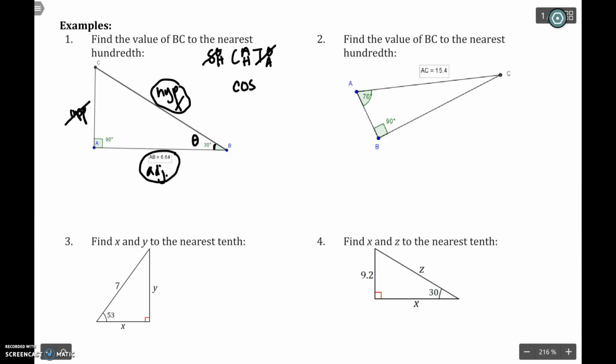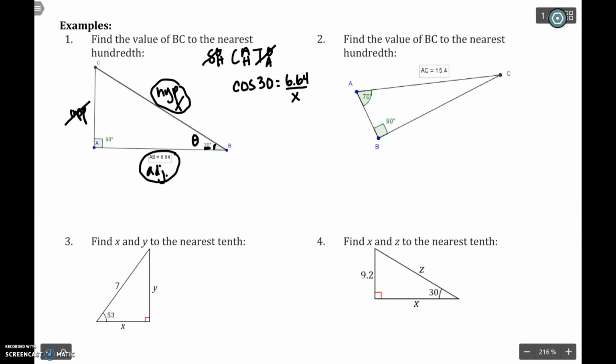So I'm going to write cosine first, and then normally we would write the angle as a variable, but here we know how many degrees it is. So I'm going to write cosine of 30. The cosine of 30 is equal to, and remember it's adjacent over hypotenuse, so that would be 6.64 over x.